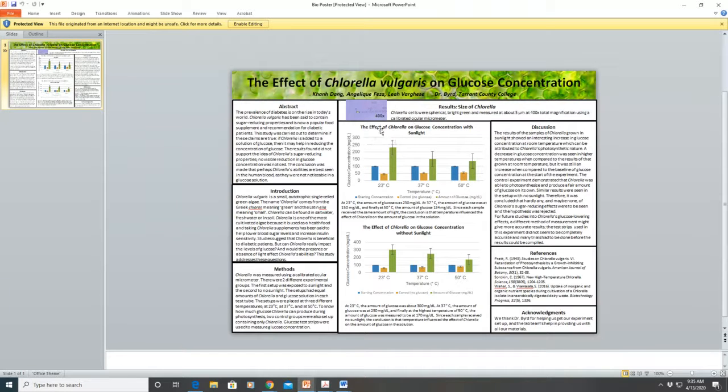I can see very clearly that they were looking at glucose with sunlight and glucose without sunlight to see if sunlight made a difference in the growth of their organism. All right, and then over here they discussed what their findings meant.